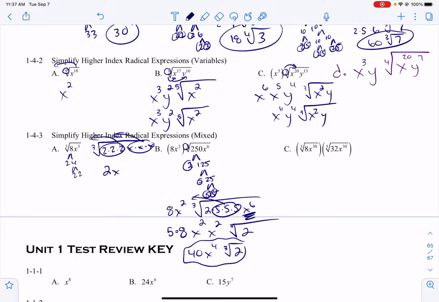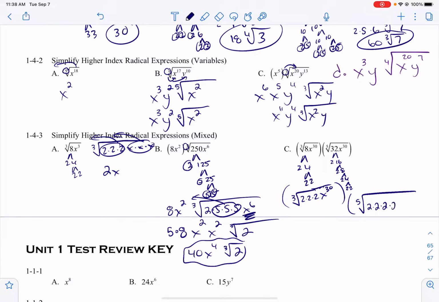Okay, last question on the review. The cube root of 8x to the 30. Oh, this is nice because 8 is just 2 times 4, which is 2 times 2. And x to the 30, so this just becomes the cube root of 2 times 2 times 2, x to the 30. That's in that parenthesis. This one, 5th root, 32 is 2 times 16, which is 2 times 8, which is 2 times 4, which is 2 times 2. So that one gets rewritten as the 5th root of 2 times 2 times 2 times 2 times 2, x to the 30.